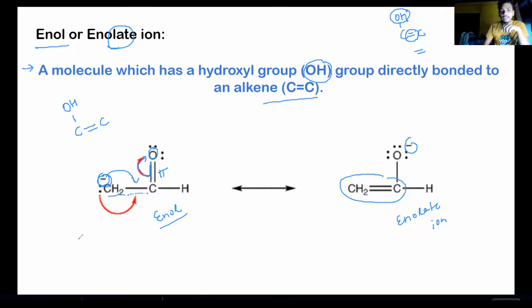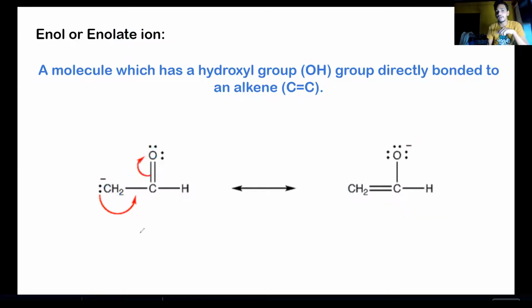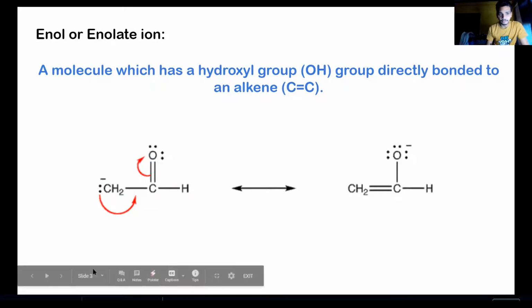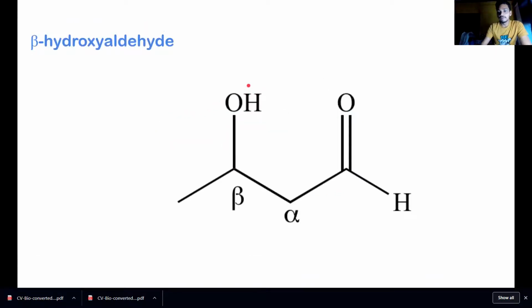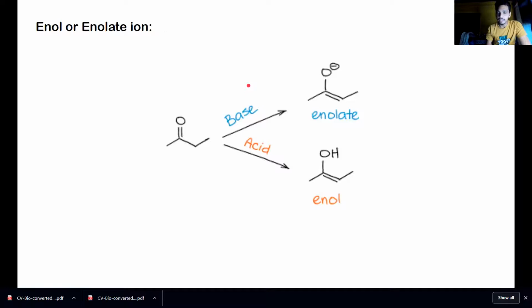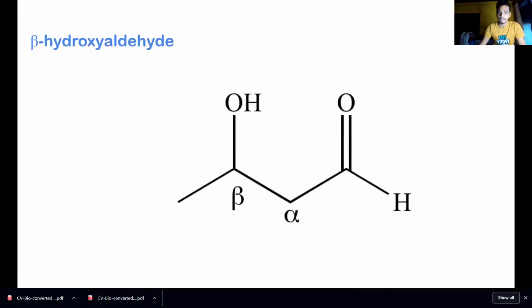So what is the further thing that we have to consider? That is beta-hydroxyaldehyde and beta-hydroxyketone. Let's see here. Before moving ahead, we should know this also. In the case of a ketone, a base will form the enolate, and in the case of an acid, an enol will be formed. We will discuss this later on, but this slide just tells how they react in the case of base and acid.